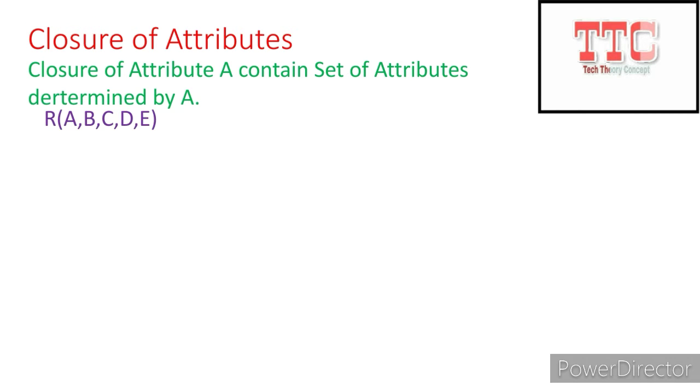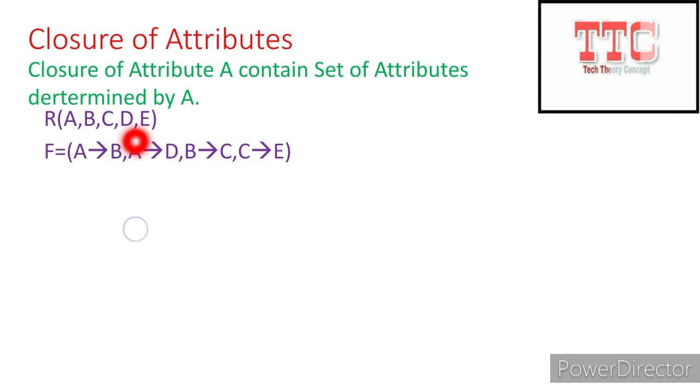Suppose we have a relation R which has 5 attributes A, B, C, D, E, and we have some given functional dependencies: A determine B, A determine D, B determine C, and C determine E. In any university exam or competitive exam, you are only given these two things, a relation and some functional dependencies. Using these two pieces of information, you have to find the number of candidate keys present in this relation. To find the number of candidate keys in a relation, we always need to find the closure of attribute.